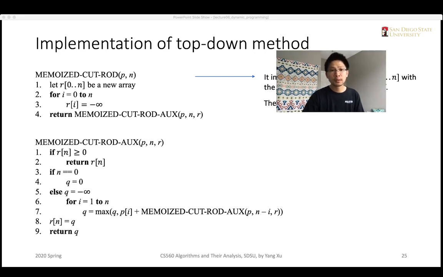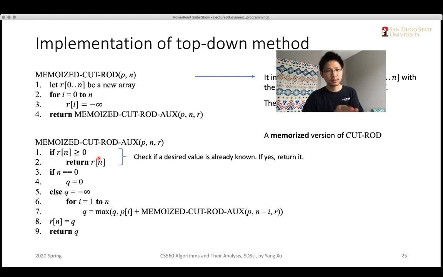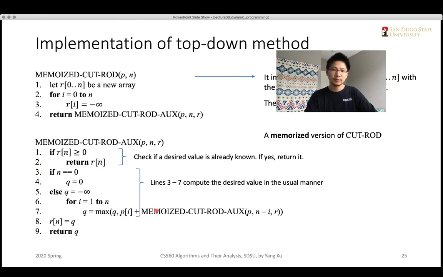So from line 1 to line 2, it just checks if the result that we want is already known. If yes, that's the best, and we can just return it. But if not, we will go through the rest of the lines. From line 3 to line 7, it looks pretty like the original recursive cut rod function.